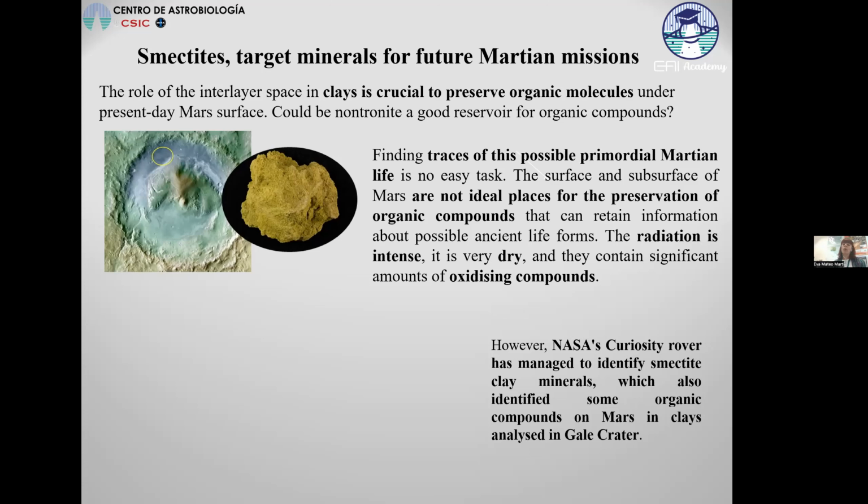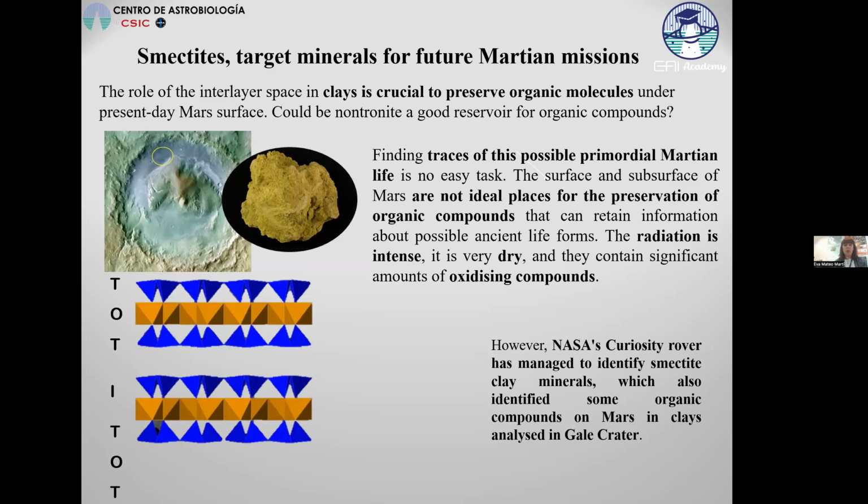Looking for or finding a trace of possible primordial Martian life is not an easy task because, as the majority of us know, Mars has very intense UV radiation, it's very dry, and it has very oxidizing compounds. So it's not easy to preserve molecules in that aggressive environment. But if we look closer, smectite has the interlayer space where it can allocate cations, water, and organic compounds. So that is why we are interested in that kind of mineral.